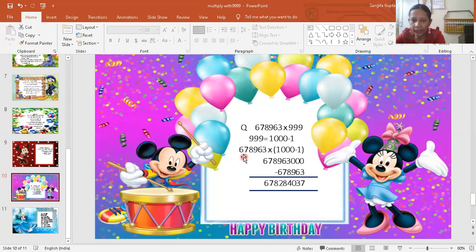So what will you do here? The number I have written here is multiplied by 999, and in place of 999 I have written 1000 minus 1. So you multiply this 678,963 with 1000, so you put 3 zeros here, and minus 1. When you multiply 678,963 with 1, you will get that number itself. So you do the subtraction here and you will get the result. See, this is a very shortcut trick.